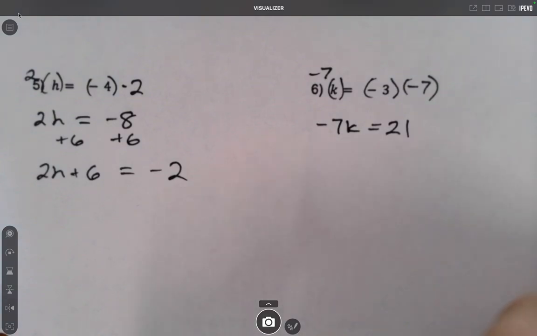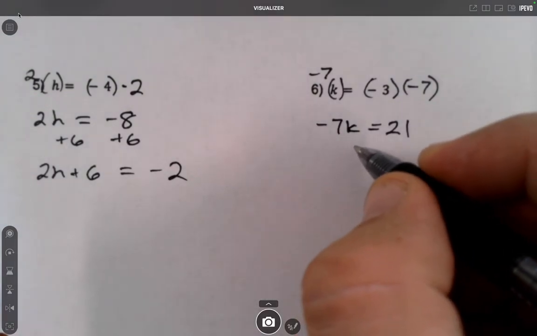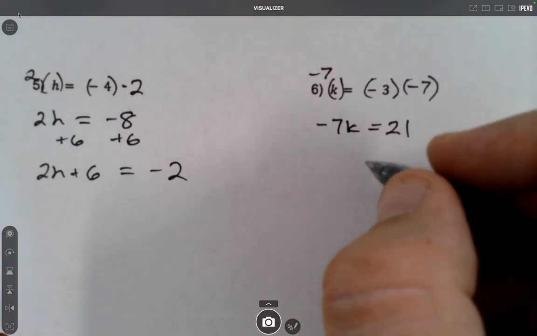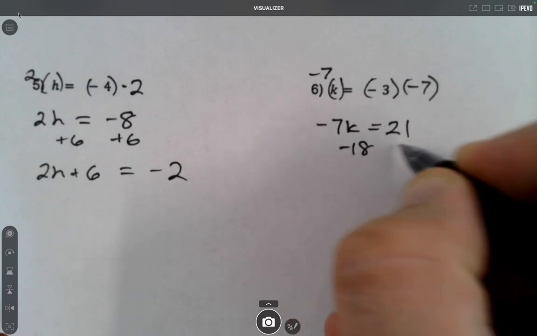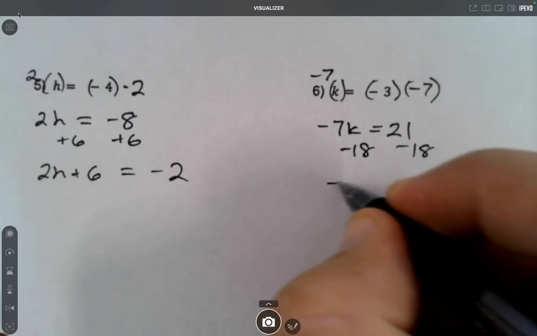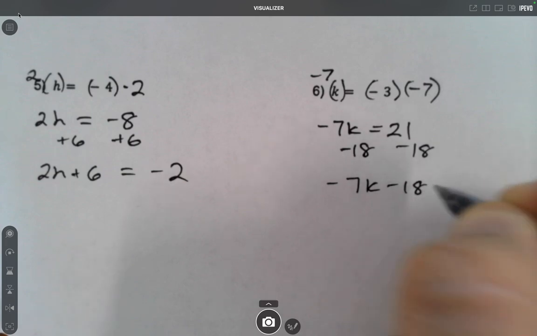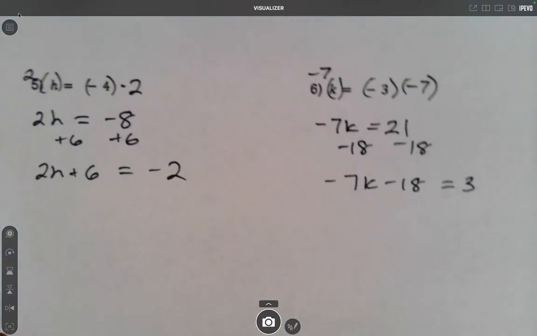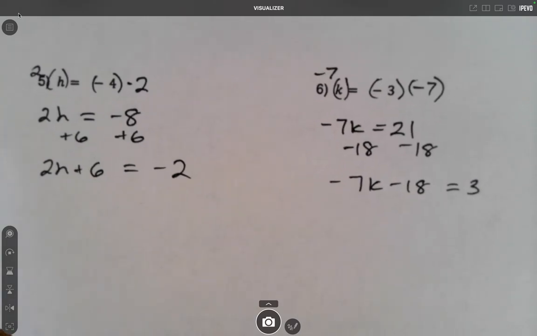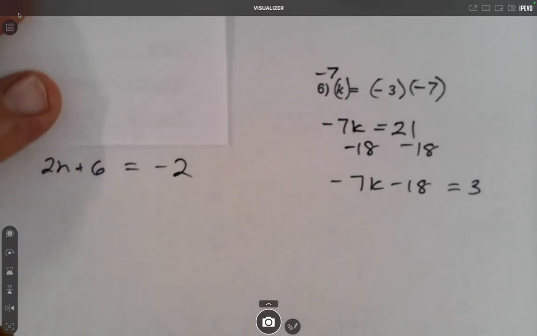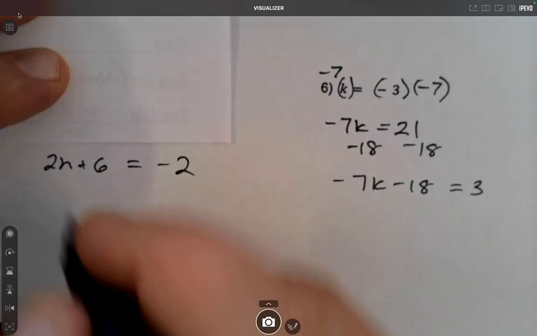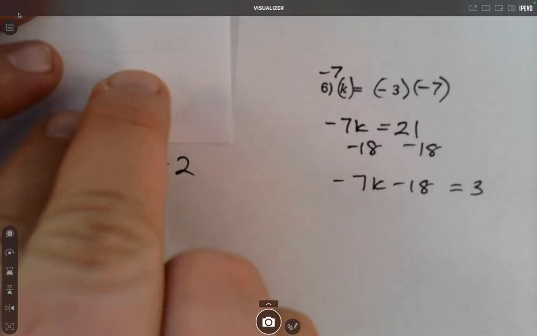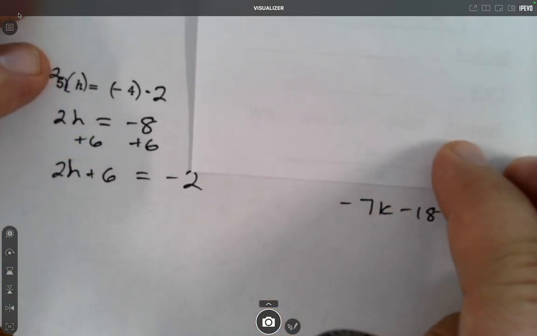Okay, but then I will subtract. Well, let's subtract 18 from both sides. So I get negative 7k minus 18. 21 minus 18 is 3. Yes, this will foil their plans. Because once I cover up my masterful work in creating the problem, they will have a more difficult time solving these problems.